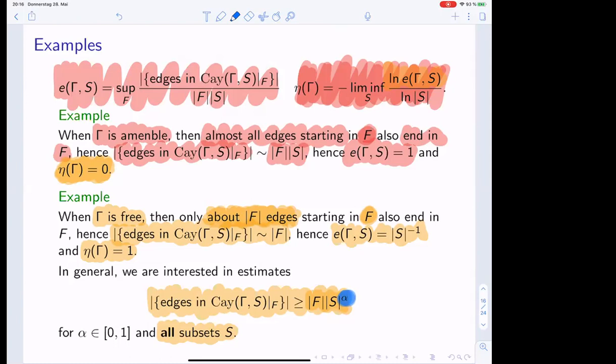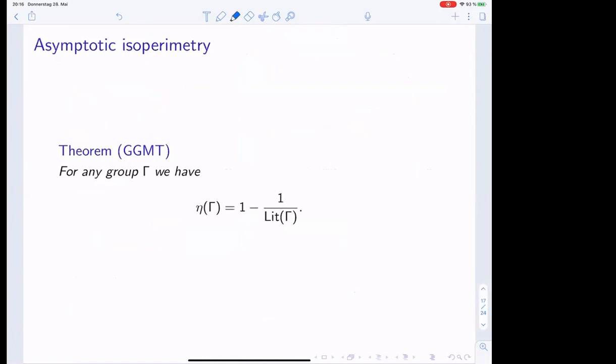So that's eta of gamma. And now that's the theorem. Eta of gamma is related to the Littlewood exponent. It's 1 minus 1 divided by the Littlewood exponent. So that's the main result of the paper. And I think it's really useful because you have this analytic side, the right-hand side, and then you have the left side, which is of completely geometric nature, and you can use information about either of the sides to say something about the other.